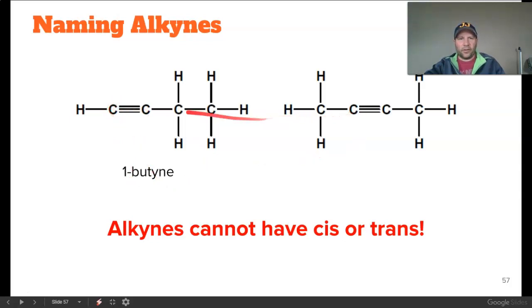This guy right here, look at it, still has 4 carbons in it. Has the exact same molecular formula, but this is coming off of the second carbon, so we call that 2-butyne. Something to keep in mind, alkynes do not have cis or trans because they are 180-degree angles. There's nothing coming off of the carbon on either side of the triple bond.